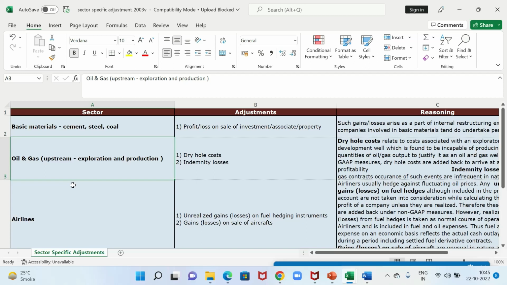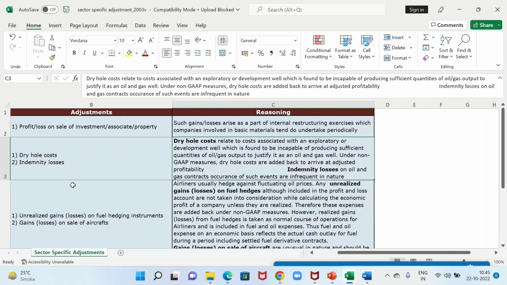Then oil and gas, who are into drilling. So dry hole costs, indemnity losses. Dry hole costs are costs associated with an exploratory or development well, which is found to be incapable of producing sufficient quantities of oil and gas to justify it as an oil and gas well. Under non-GAAP measures, dry hole costs are added back to arrive at adjusted profitability.